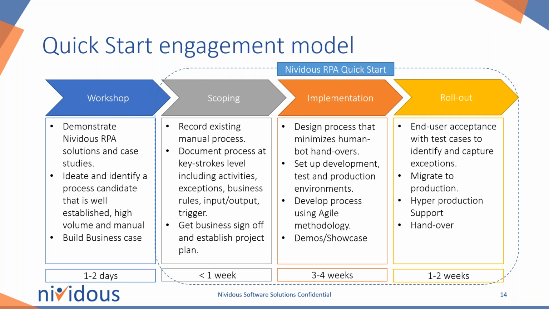So after the workshop is complete and you know what work needs to be done, the whole process only typically takes 4 to 6 weeks to go from the point of having the idea to actually getting something out into production.